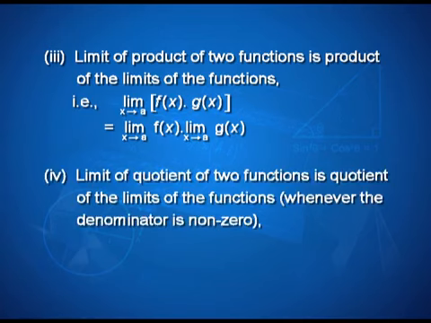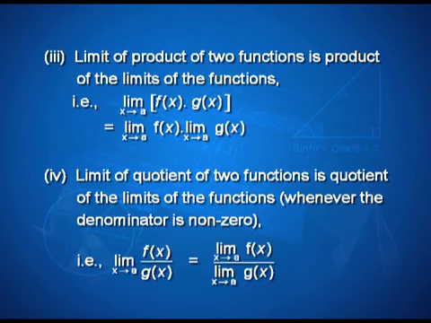Fourth, limit of quotient of two functions is quotient of the limits of the functions whenever the denominator is non-zero, that is limit of f of x upon g of x as x tends to a is equal to limit of f of x as x tends to a upon limit of g of x as x tends to a.